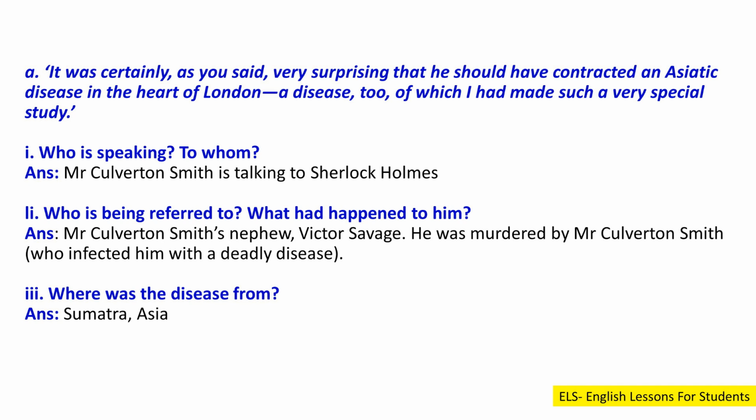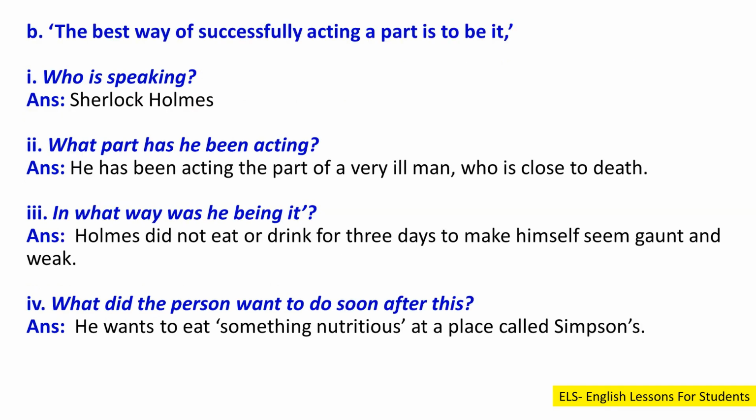2. Who is being referred to? What had happened to him? Answer. Mr. Culverton Smith's nephew, Victor Savage. He was murdered by Mr. Culverton Smith, who infected him with a deadly disease. 3. Where was the disease from? The answer is Sumatra, Asia.